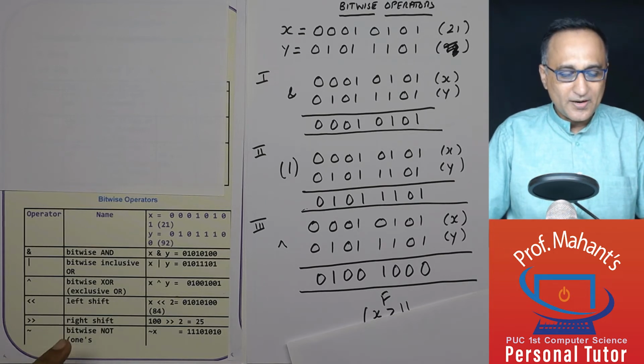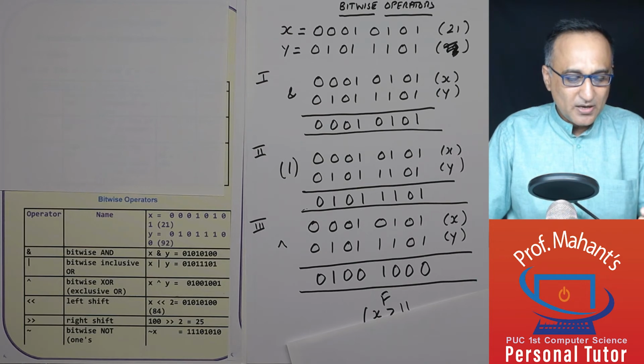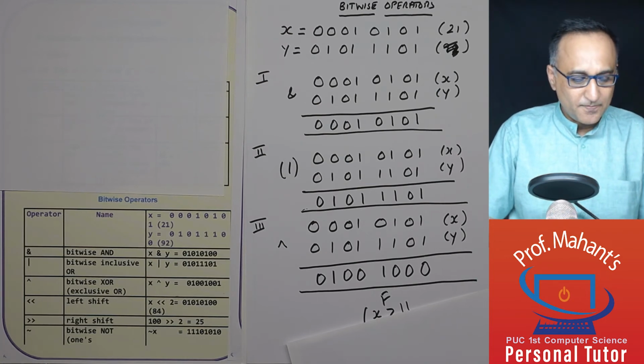You can only do left shift and right shift on numbers which do not have a sign, positive and negative, which do not have a negative sign. If you have a negative sign, then the behavior is going to be undefined or unpredictable.